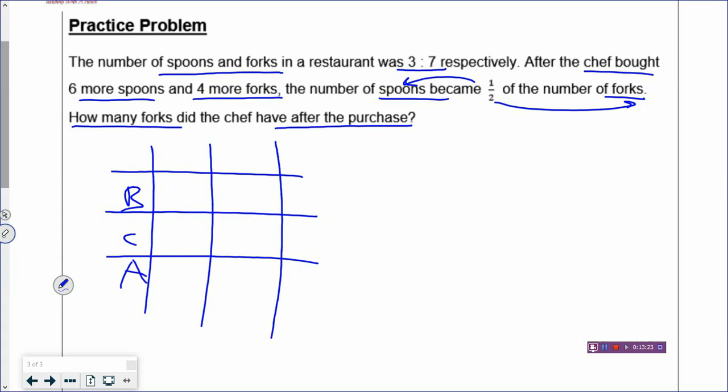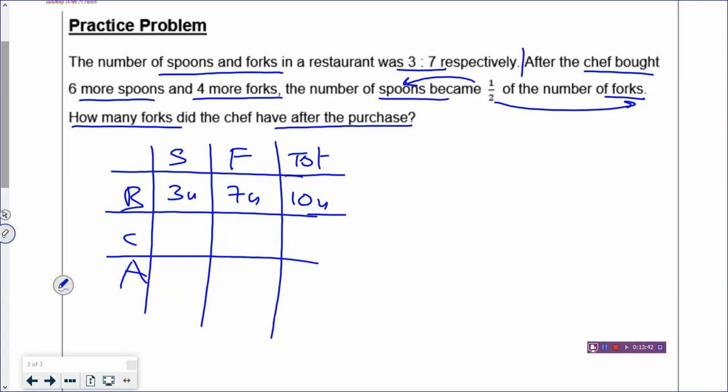But let's not stress ourselves too much. If there's a better way to solve, let's go for the better way. Alright, so you have spoons, forks, and total. Okay? Alright, so the spoons and forks are in the ratio 3, 7, 10, and you call them units.